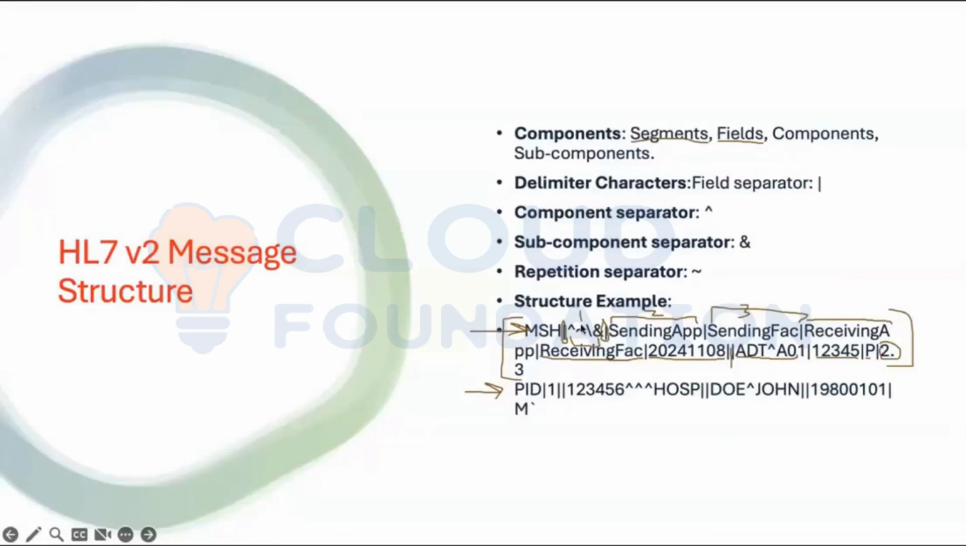Let's say the first field in the message segment will consider the escape sequence characters. Basically, the characters which we will be using in our messages will be defined in the first field. The second field will store the information of our sending application: who is sending this message? The third field will store information about our sending facility, from which facility we are getting this message. In the fourth field, we will have data regarding our receiving application. In the fifth field, we have data regarding our receiving facility.